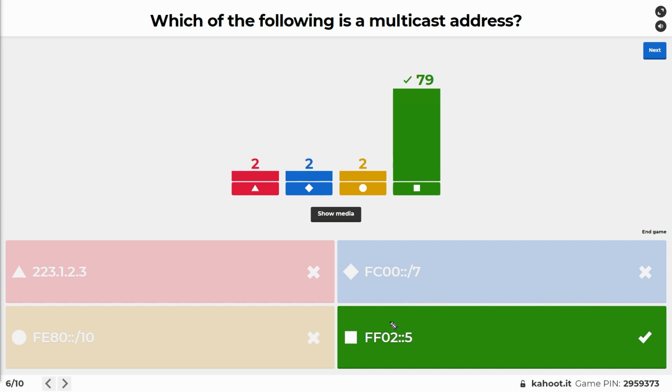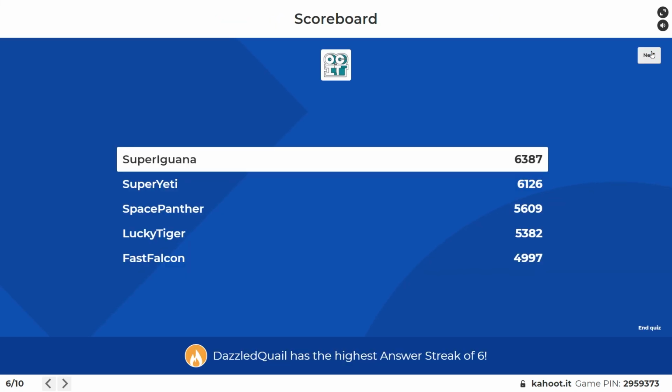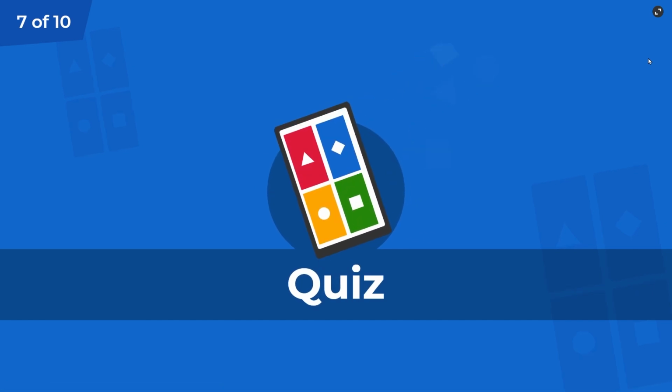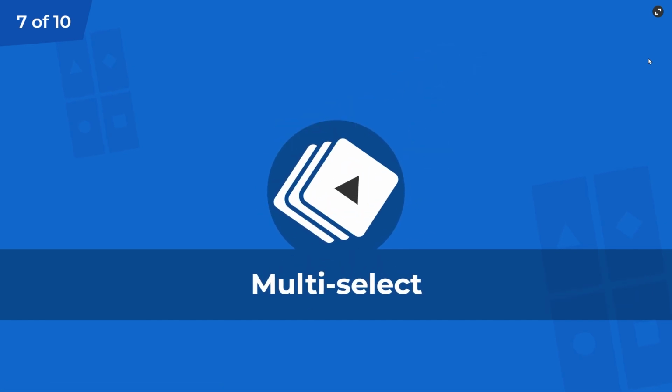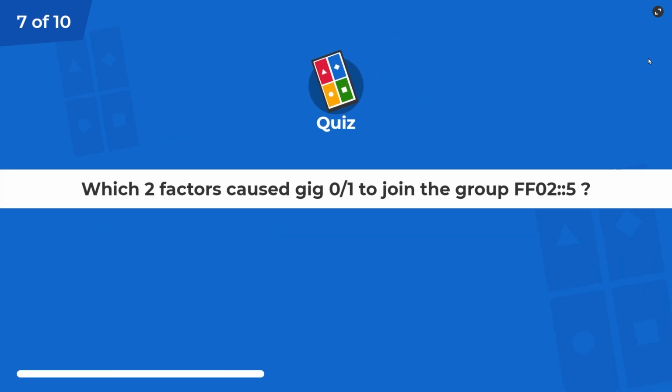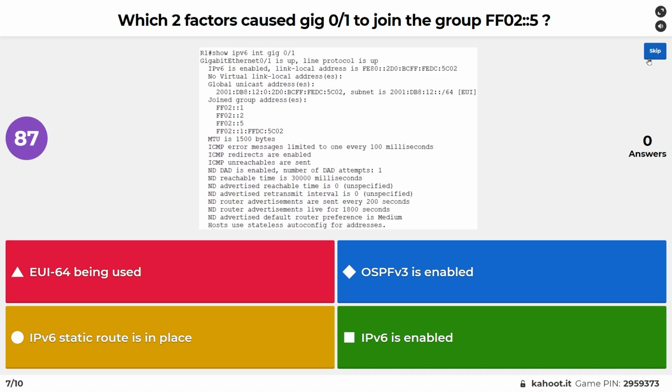All right, here we go. Moving forward. Good job, everybody. Super Iguana will not relent. Love it. Appreciate everybody being here. Here's question number 7. It is multiple select. I'm looking for 2 factors, 2 issues that caused interface gig 0/1 from this output to join FF02::5. Oh my gosh, I just explained this. I didn't realize this was going to be the next question. It's a mad rush.